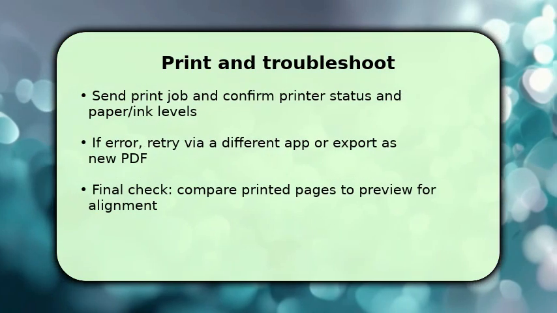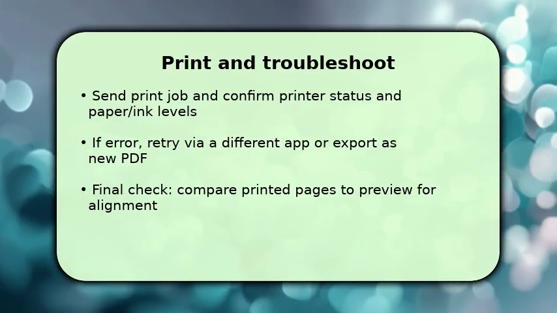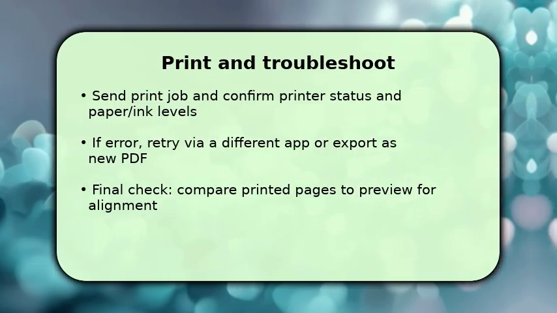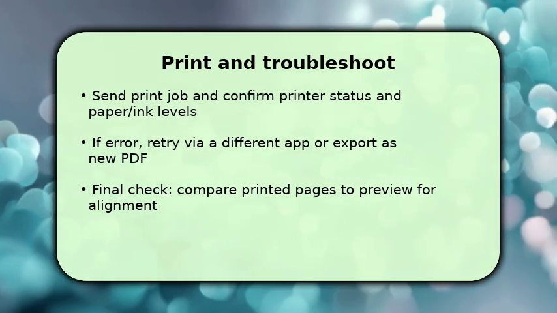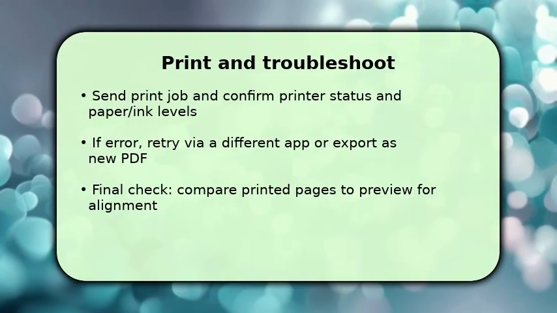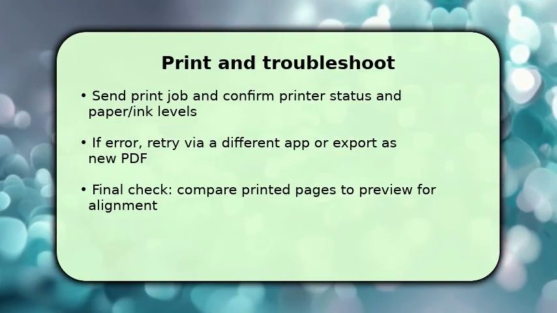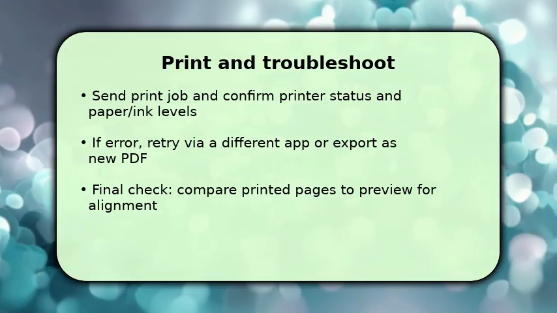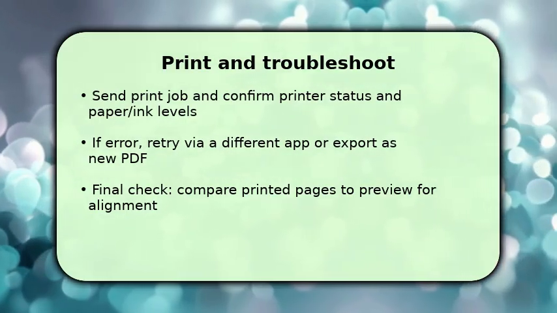Once printed, quickly flip through the pages to confirm alignment and completeness. If the job fails or prints blank pages, cancel and retry. Export the WhatsApp PDF to a different PDF app, reopen it, and print again. Sometimes resaving fixes metadata issues. If network printers misbehave, print via USB or save.